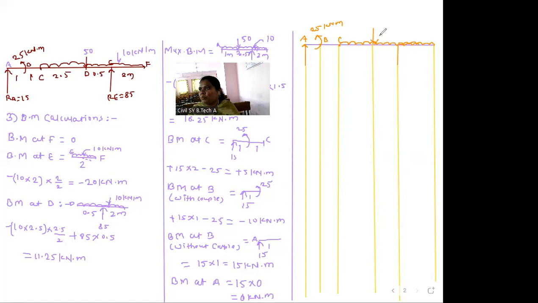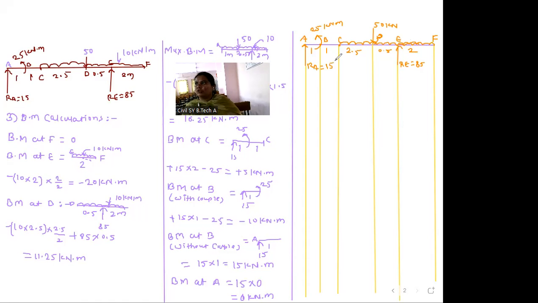At D point, a 50 kilonewton point load is applied. So this is D point, this is E point, and the last one is the F point. So this is 1 meter, 1 meter, 2.5 meter, this is 0.5 meter, and this is 2 meter. So this is our original beam. We will write the reactions also here. So reaction at E, RE, is equal to 85, and reaction at A, RA, is equal to 15.